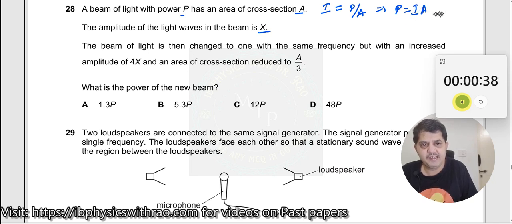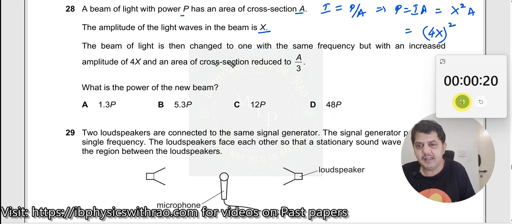But what is intensity? Intensity is the square of the amplitude. I'll write this as the square of the amplitude multiplied by area A. The amplitude of the wave. The beam of light is then changed to one with the same frequency but with an increase of amplitude 4x, which means this becomes (4x) whole square.